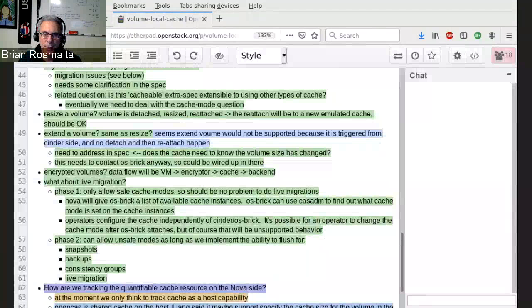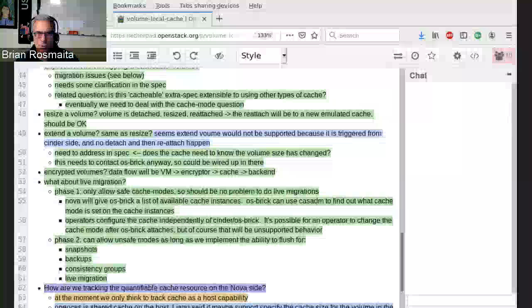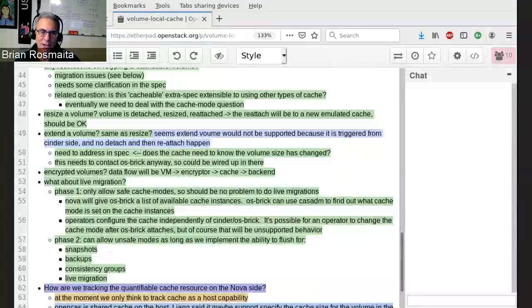And then, what was I thinking when I wrote this? So Nova will give Brick a list of available cache instances, and then Brick uses the cache admin tool to find out what cache mode is set on the instances. So it can detect whether it's a safe mode or not. The problem we've got though is operators configure the cache completely independently of Cinder and Brick. So it's possible that you could change the cache mode after Brick had already attached and said, hey, this is safe, and then make it unsafe.